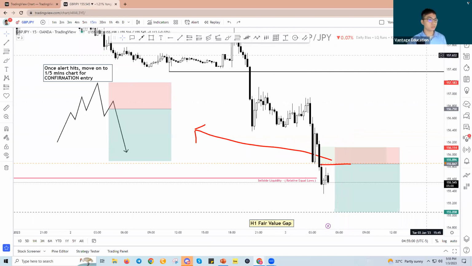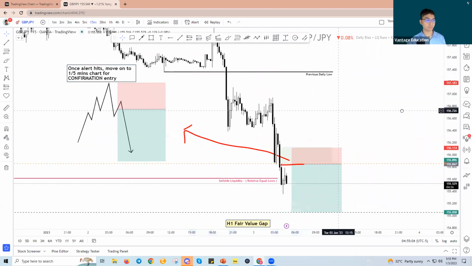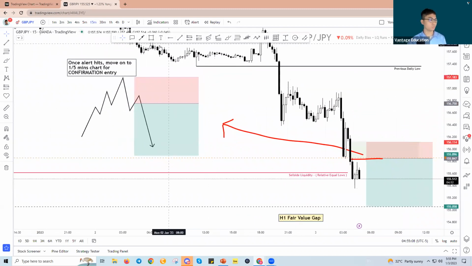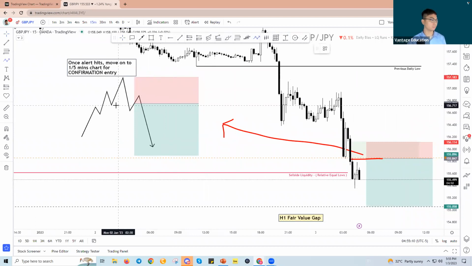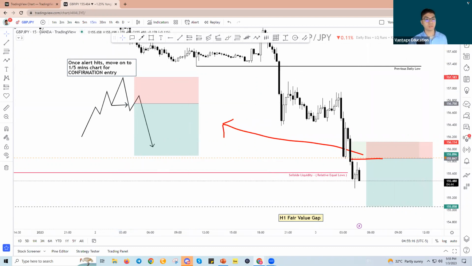So I'll just screenshot this down and I'll just send it to the chat. So what we are looking for is the market structure shift. So I'll just copy link to a chart image and I'll just send it to the chat.